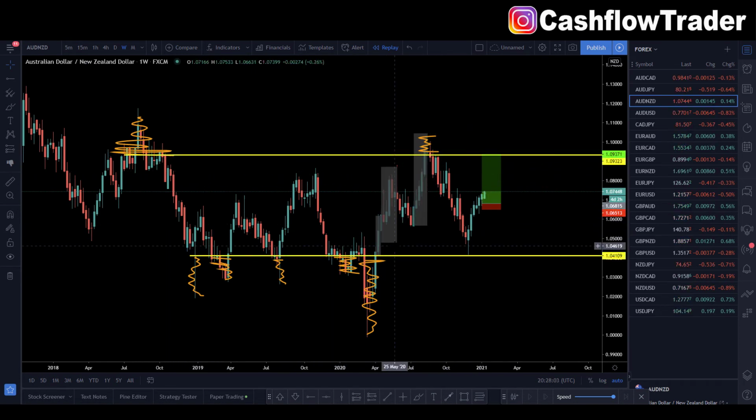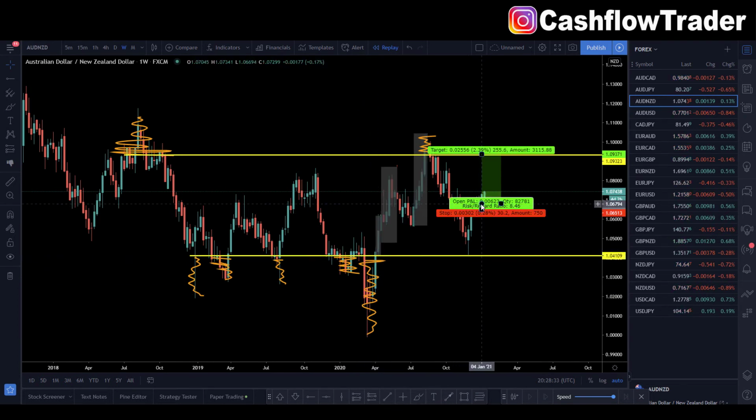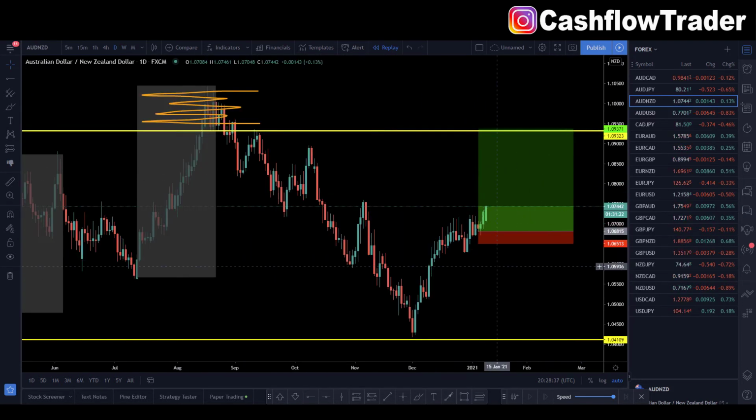So we're going back to where the first run started. The second run failed, the third run failed. We're going back to where the first run started. So the first run that started from this support level has been broken. It started here, so therefore we had a bounce up from there. So from that point on, let's go to daily.